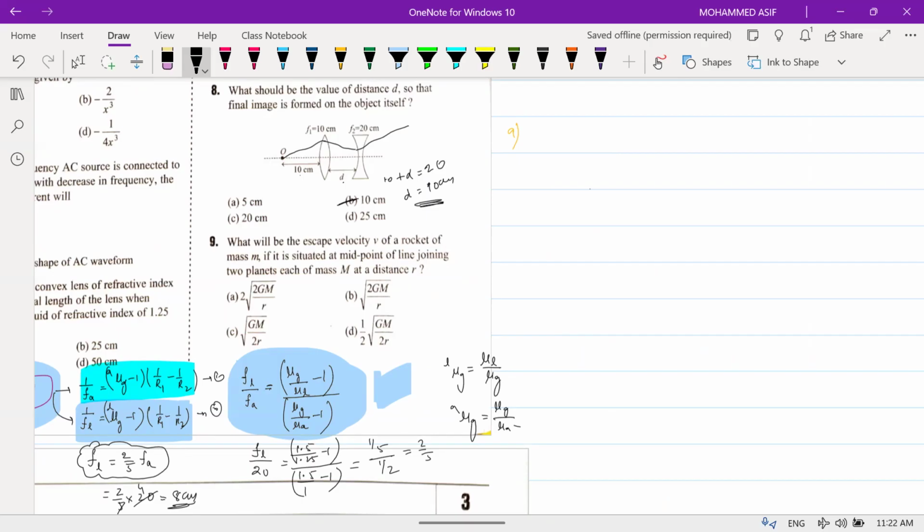Question number 10 and 11, you tried. In the given cycle A, B, C, D, A, the heat required for the ideal monatomic gas. A to B, pressure is constant, isobaric. B to C, volume is constant, so isochoric process. C to D, isobaric. D to A again, isochoric. That means work done from B to C and D to A will become zero.